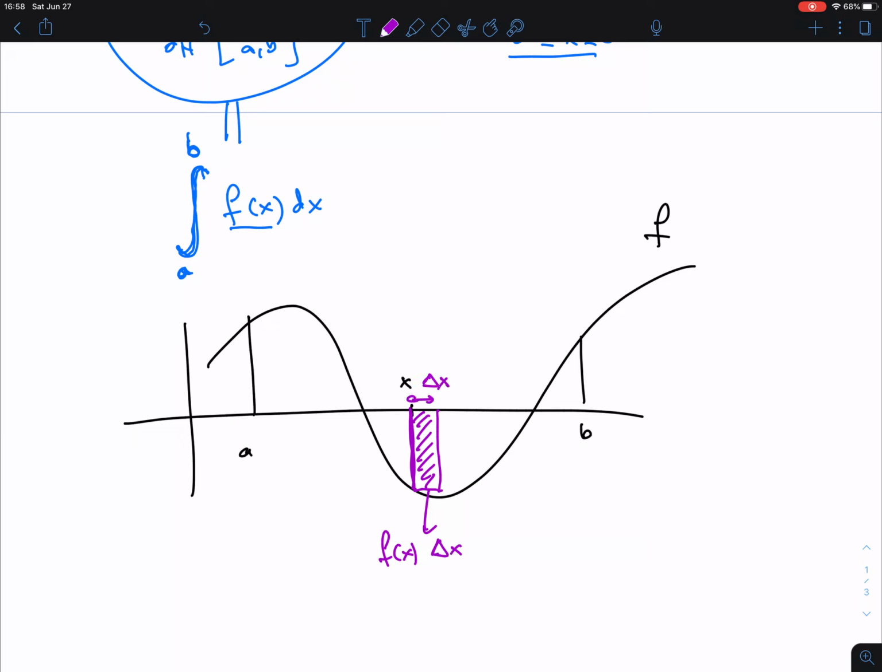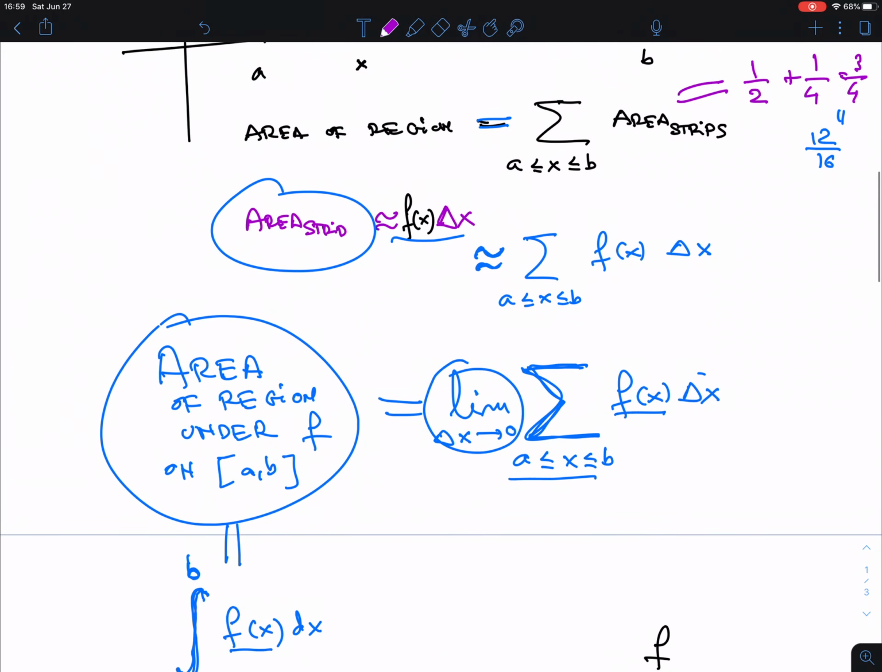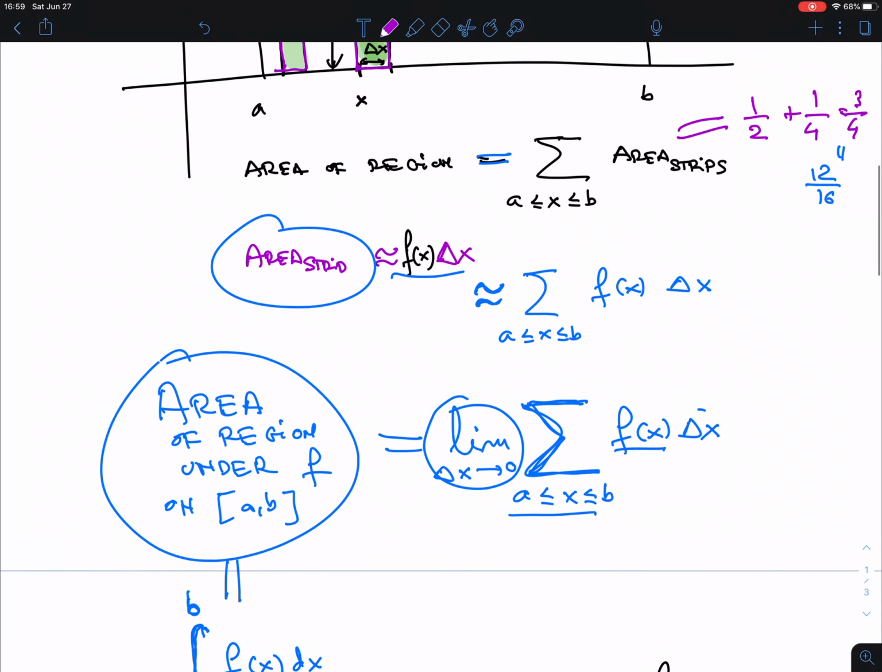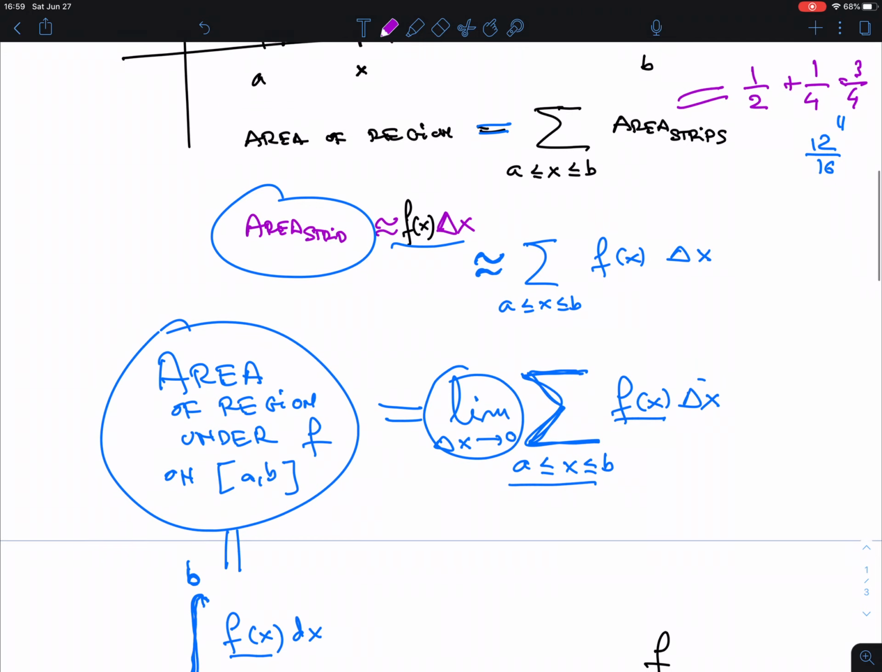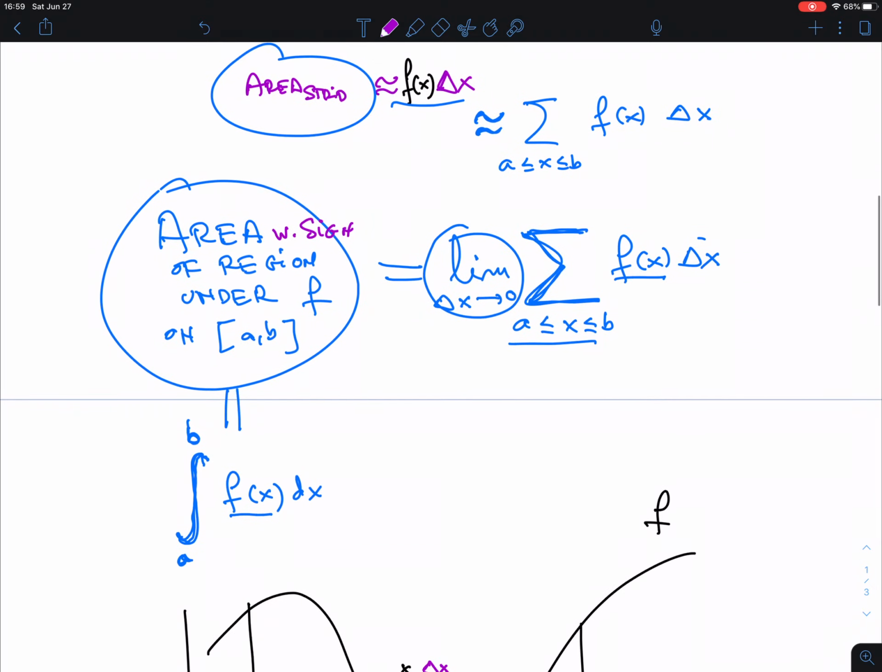Delta x. But f(x) is a negative number. That doesn't sound correct. Area should not be negative. So, yes, this is the area with sign. So we allow that areas have a sign. Areas can be negative, which is kind of counterintuitive, but for mathematics, we will say that areas can be negative, because some of these values, f(x), can be negative numbers.